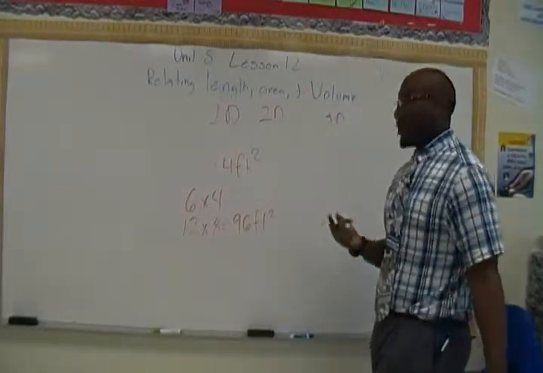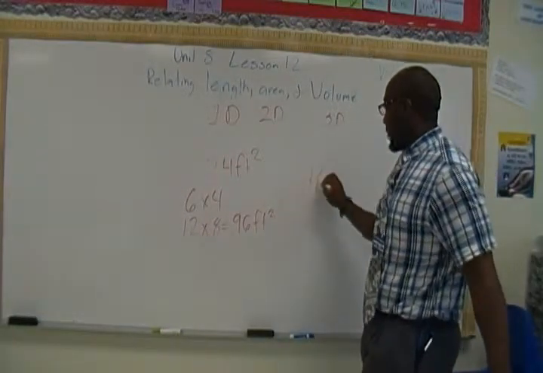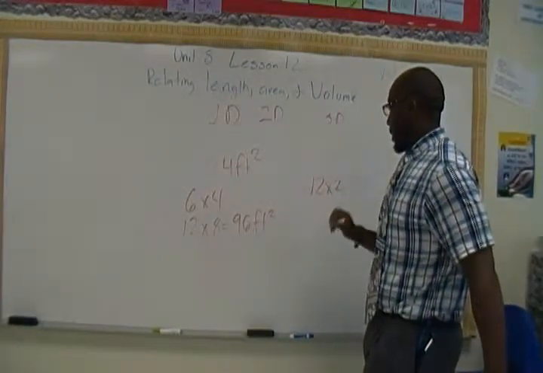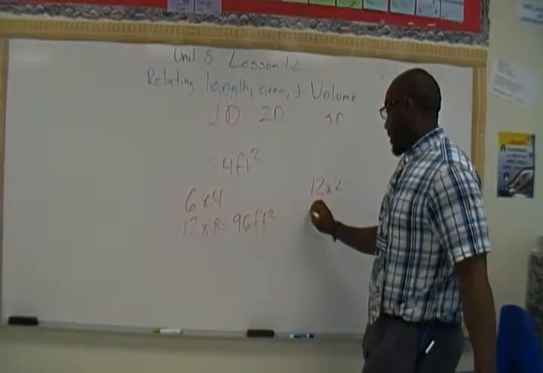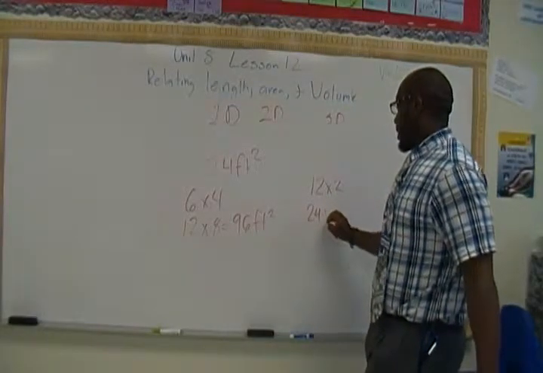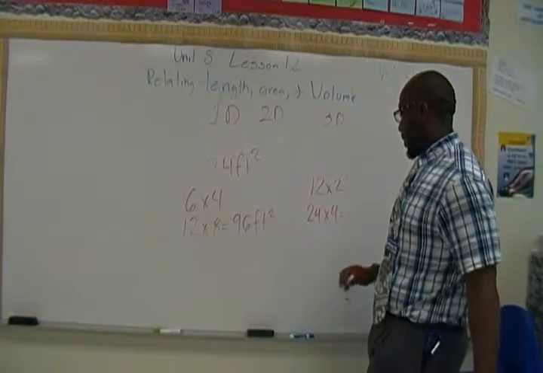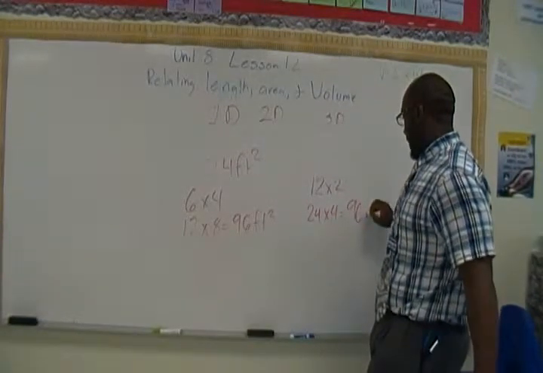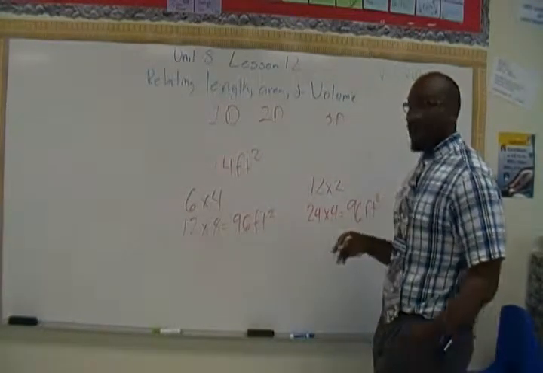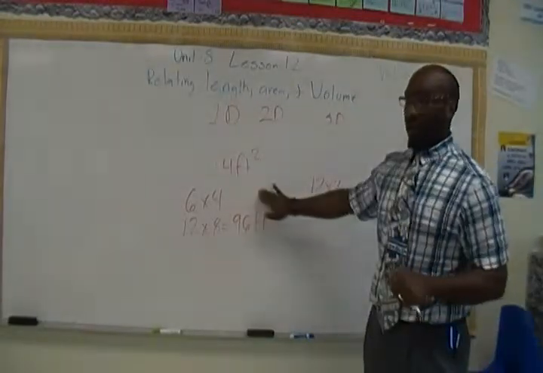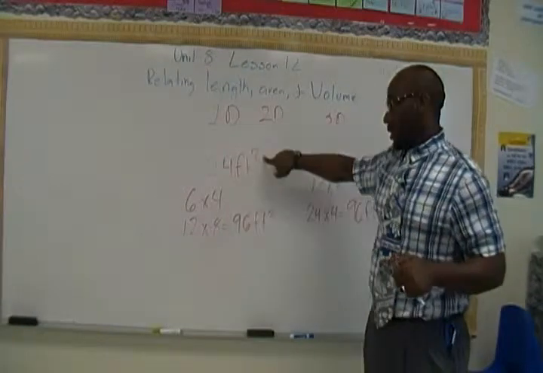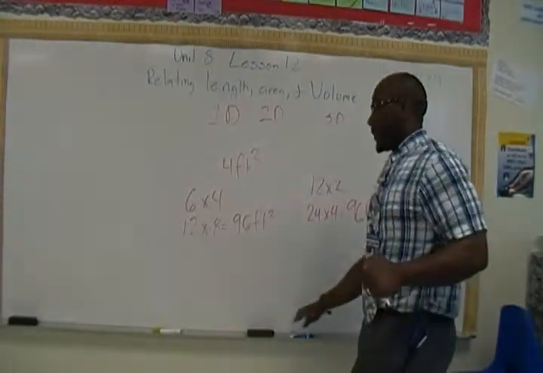Okay, that's great. Now let's try another one. Let's try 12 and 2. Because we know 12 times 2 gives us 24. 12 doubled, that's going to give us 24. 2 doubled is 4. When we multiply that, we also get 96 feet squared. So it doesn't matter which one you use, you're still going to get the same answer. You just need to know if I need to use 2 dimensions or if I need to use 3 dimensions.